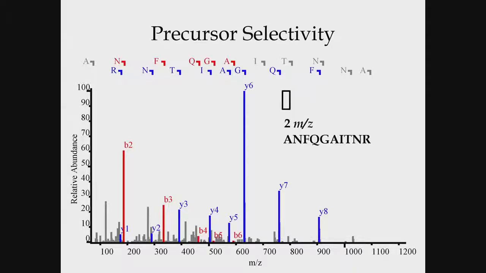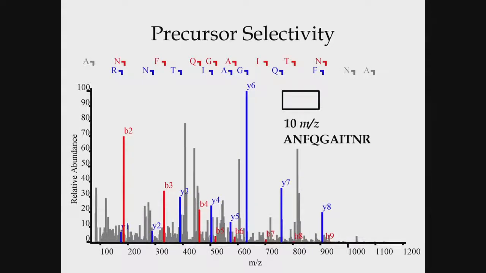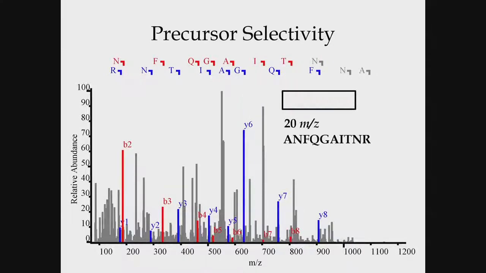So here's an individual 2 m/z wide window around this target peptide. Here's a 10 m/z, and here's a 20 m/z. You'll notice that the individual product ions are there for the specific peptide. However, there's a lot of other things in there as you increase the window width. And so the wider you open up the window width, the more challenging it is to get product ions that are not interfered with by other interferences in the isolation window.